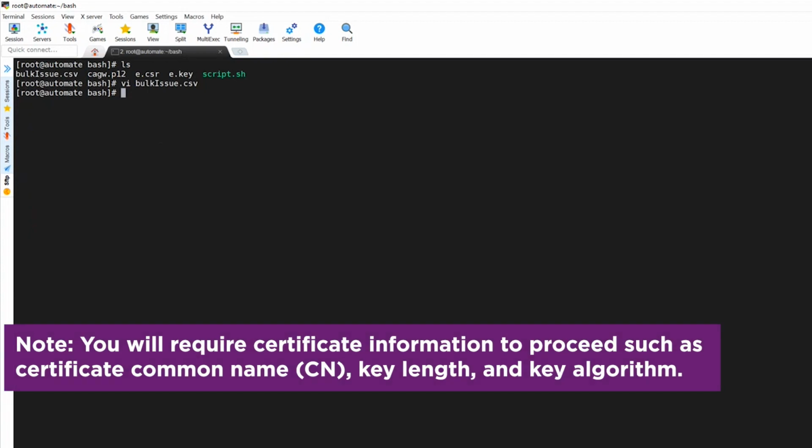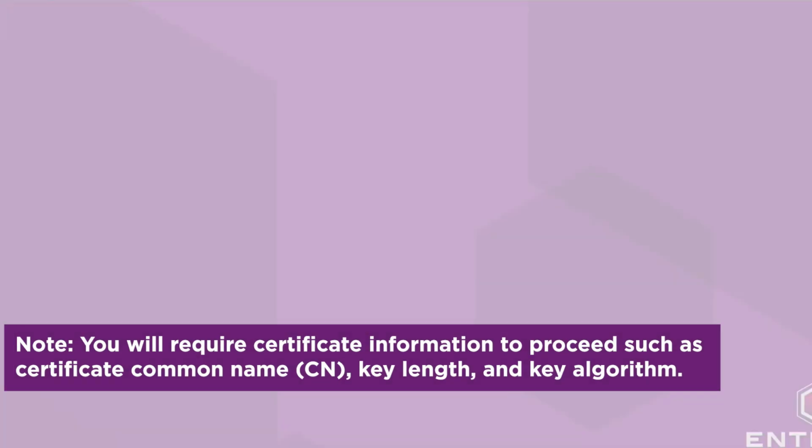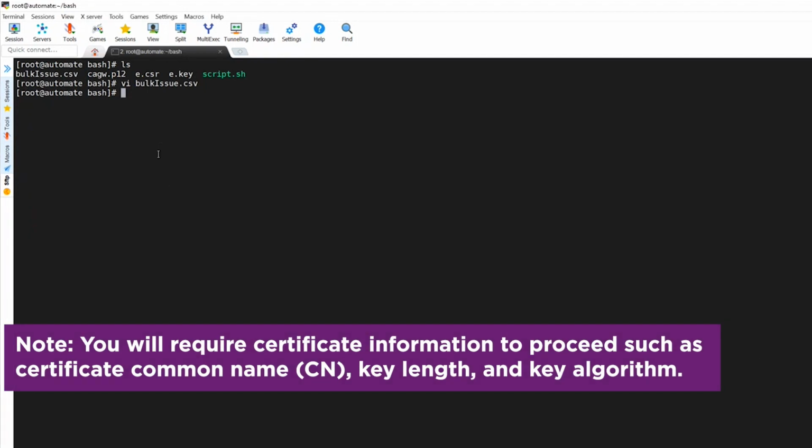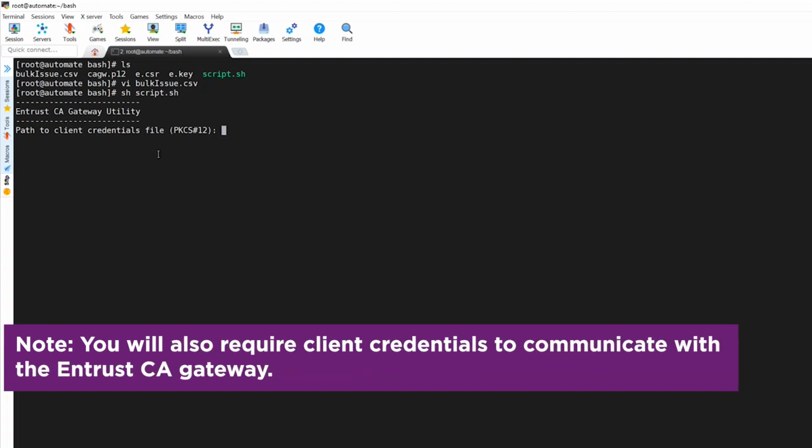So to run some of these operations, let's quickly go through a demo. It's an interactive utility which you can modify and change as per your needs. But it does perform some of these operations out of the box. It will request a few things. For example, you would need a client credential to talk to CA Gateway, and that is my CA Gateway.p12 file.